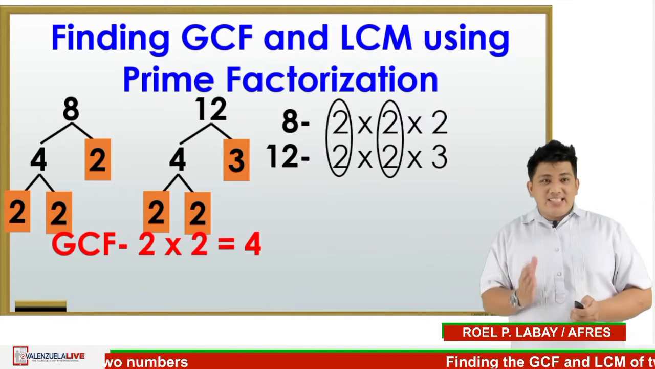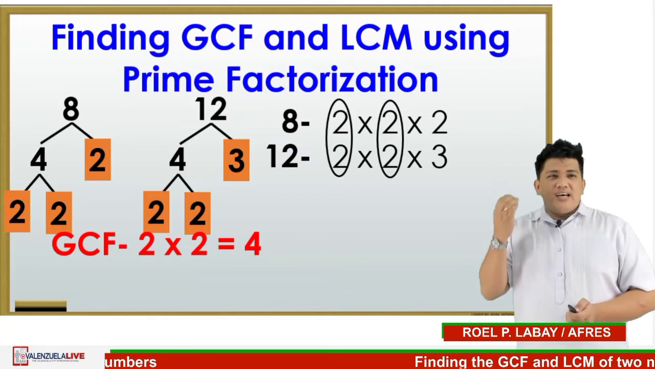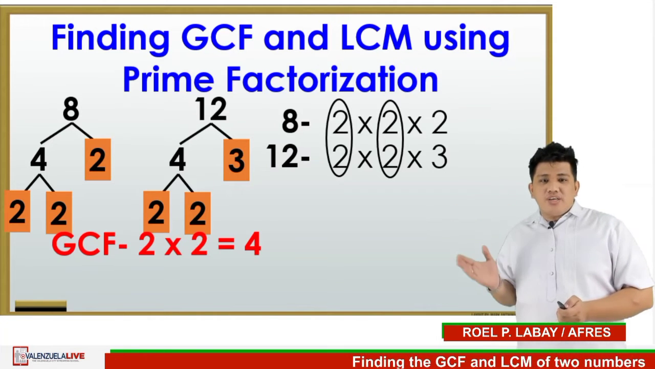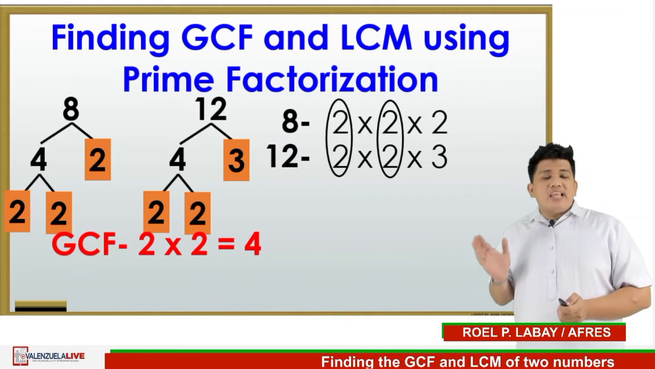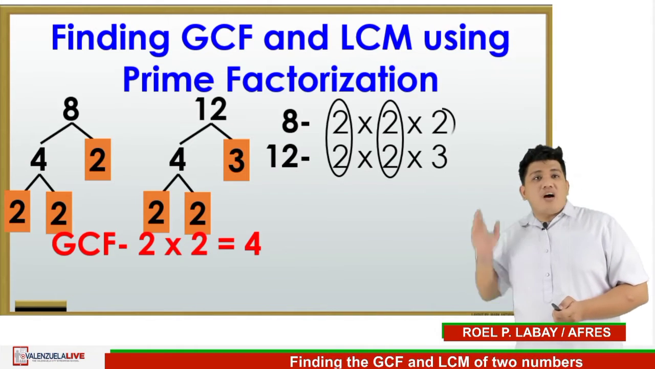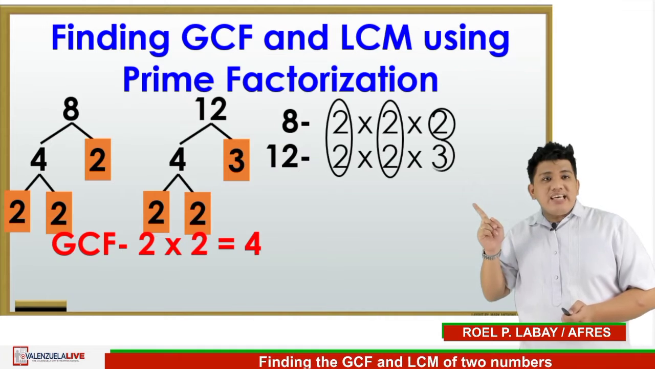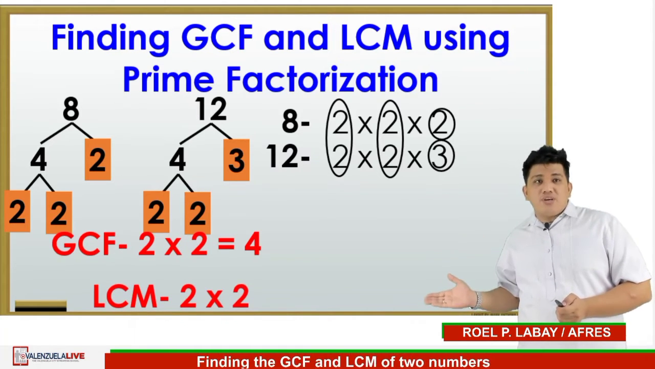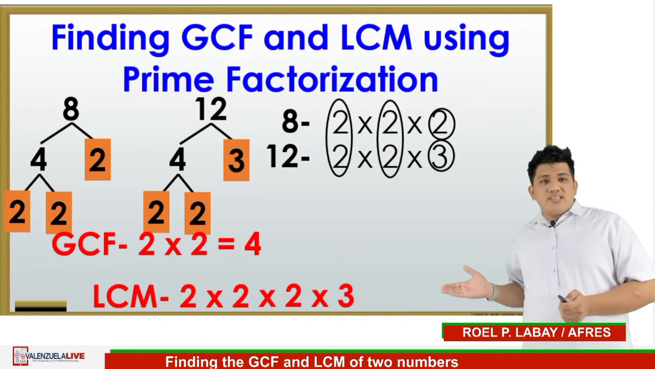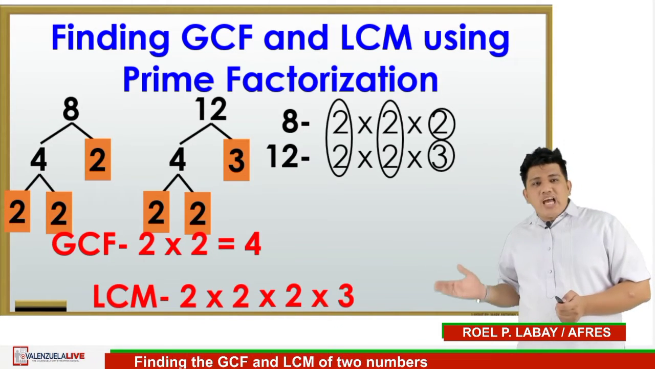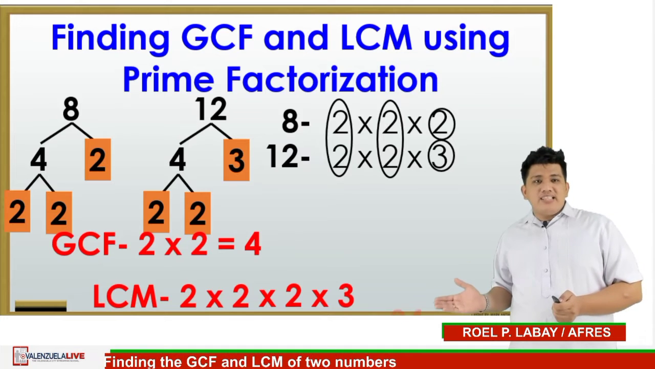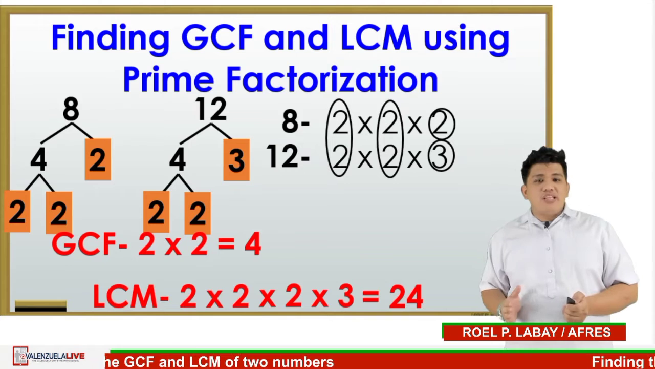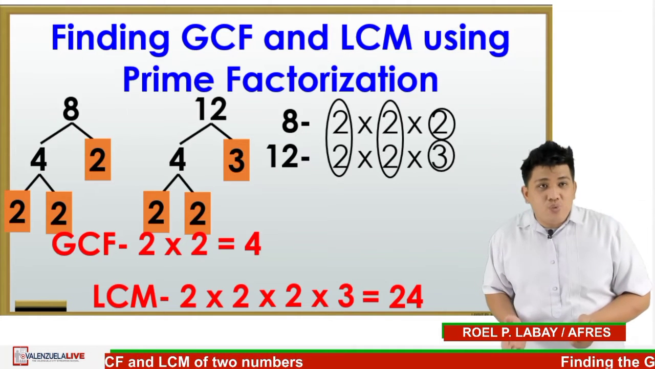Now, to get the least common multiple or the LCM of 8 and 12, let's multiply the common prime factors, which are 2 and 2, and the remaining prime factors, which are 2 and 3. So 2 times 2 times 2 times 3, the answer is 24. Therefore, the least common multiple or the LCM of 8 and 12 is 24.